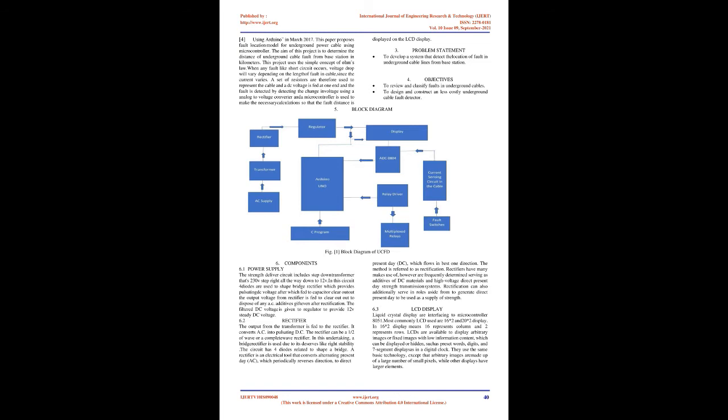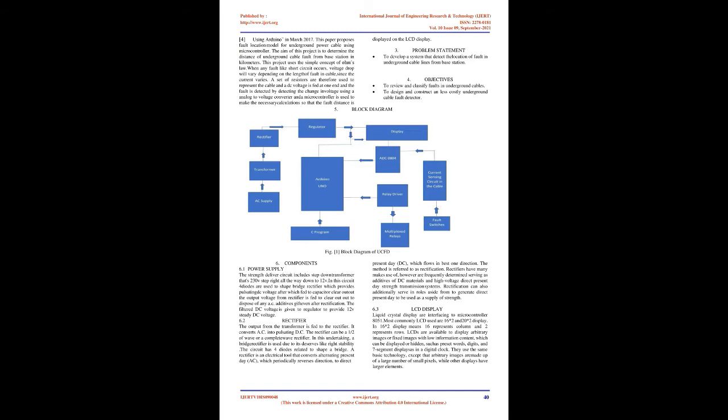Padmanabhan. K, Sanjana Sharon. G, Sudarini. N, Vishnuvardhani. K. Detection of underground cable fault using Arduino in March 2017. This paper proposes a fault location model for underground power cable using a microcontroller. The aim of this project is to determine the distance of underground cable fault from the base station in kilometers. This project uses the simple concept of Ohm's law.